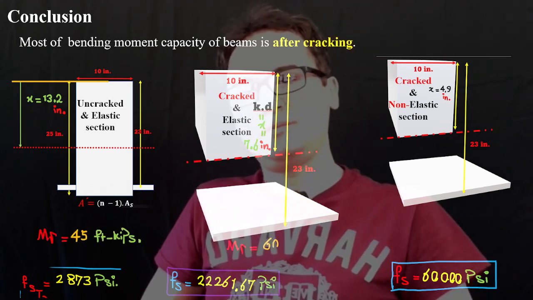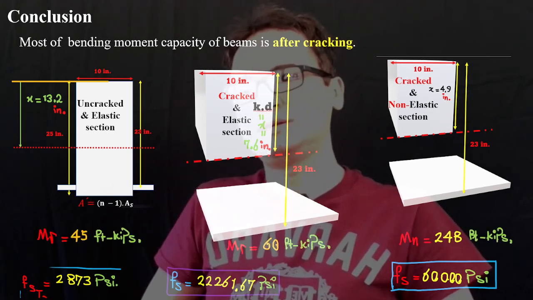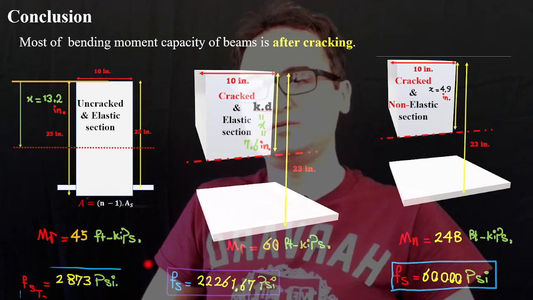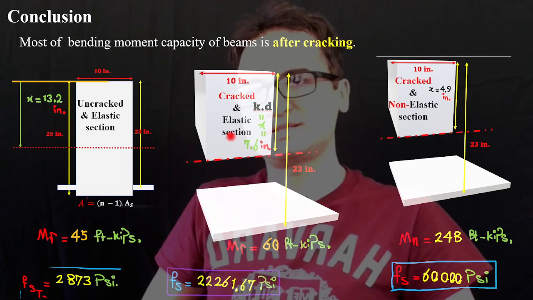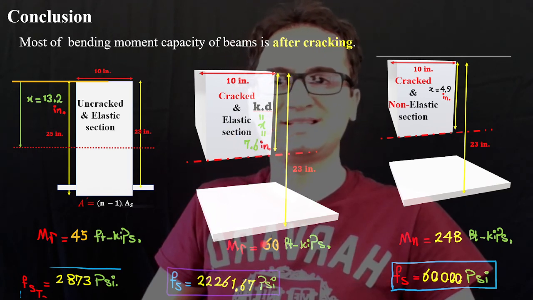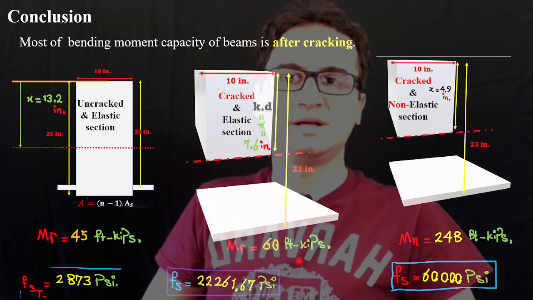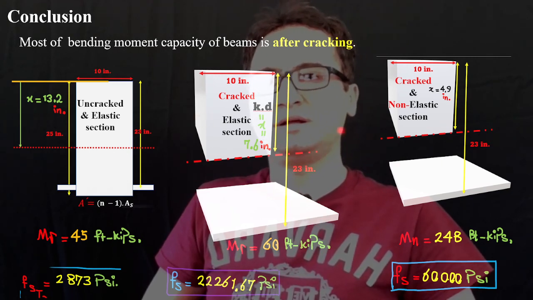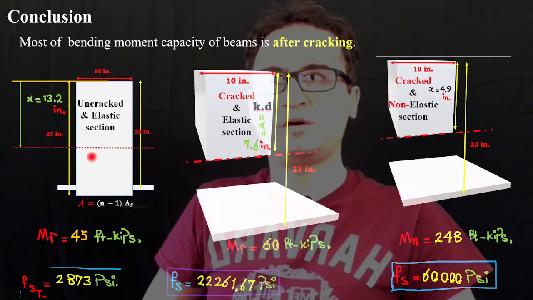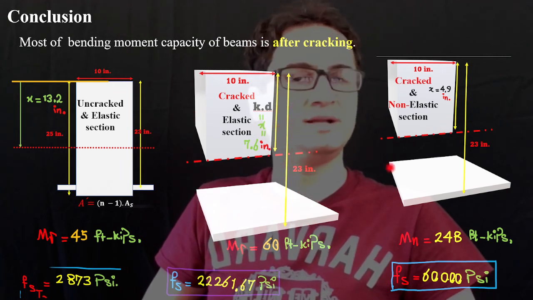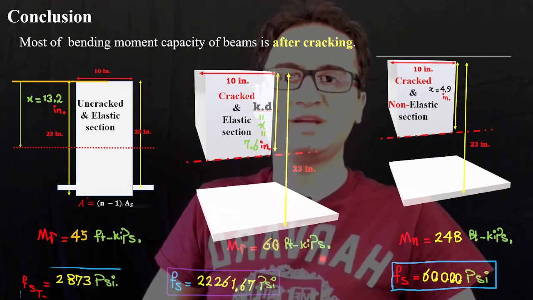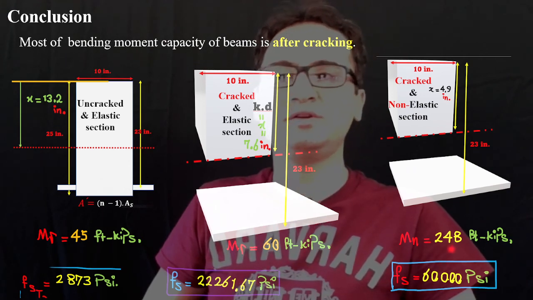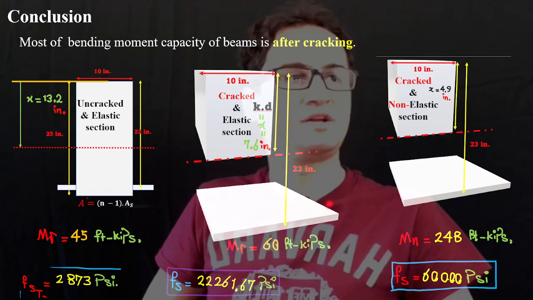And at the same time, if you remember, the moment capacity for the first one was 45 feet-kips. In the second scenario it increases to 60 kips. And you can easily see that as we move from the elastic domain to the non-elastic domain, there is a huge gap in moment capacity, from 60 to 248 feet-kips.